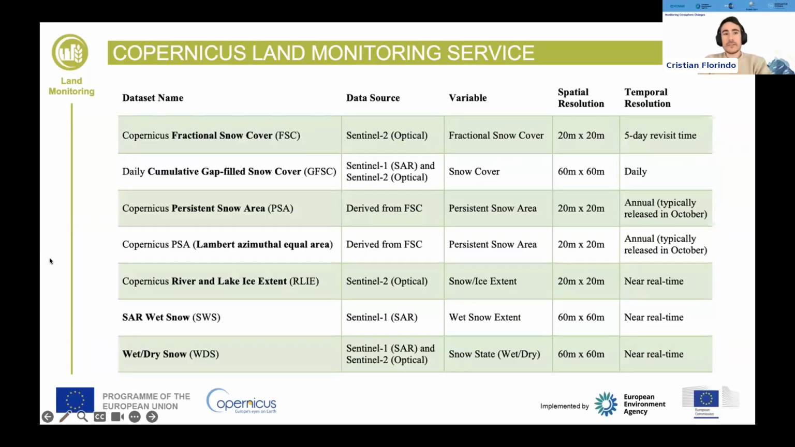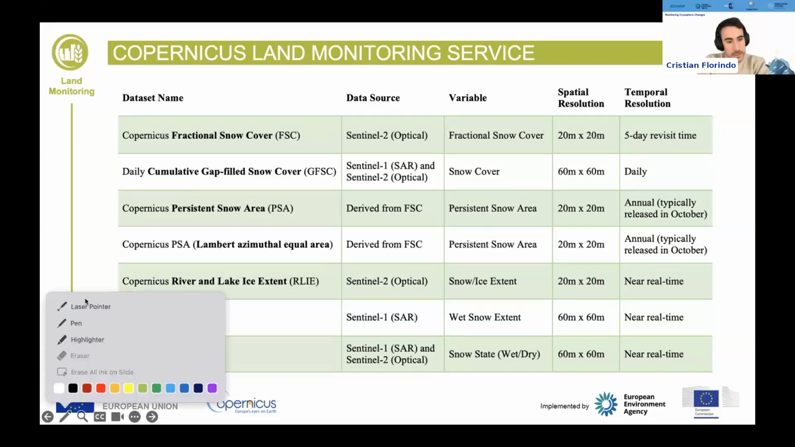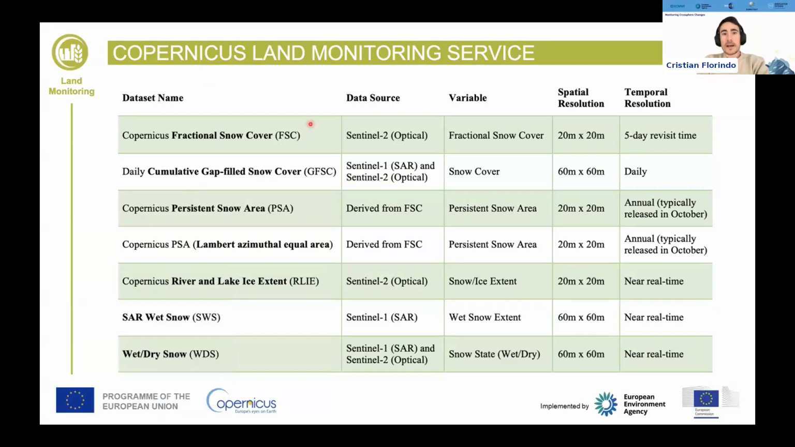So in this table, you can find some of the most relevant data sets that you could think of for this topic. Of course, being related to land, you'll see some data sets that have to do with snow cover and ice. So, for instance, you've got the Copernicus fractional snow cover, which has quite a high resolution based on Sentinel-2 data, and just to see what fraction of the land is covered with snow.